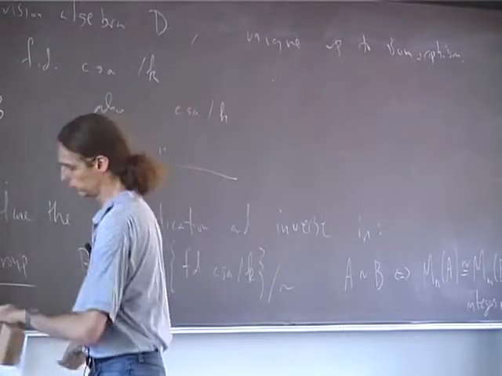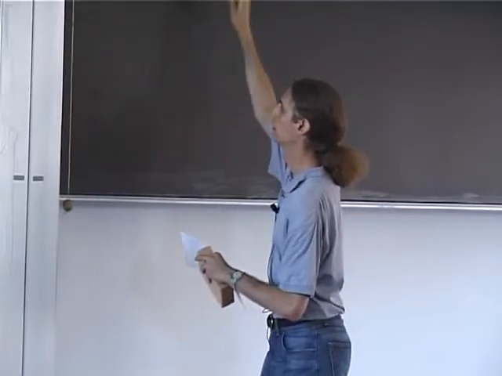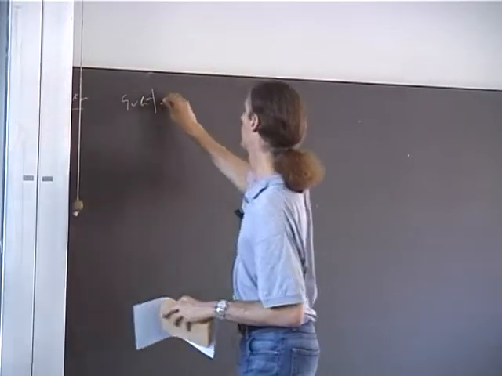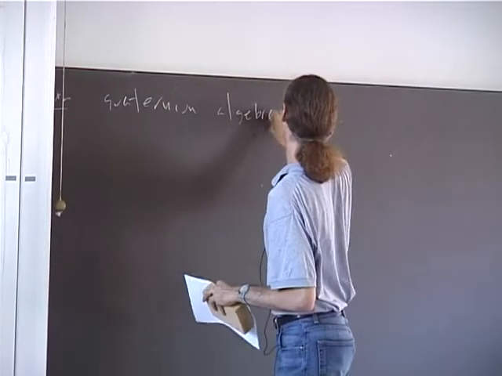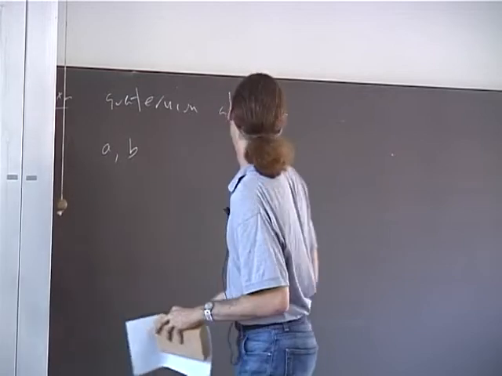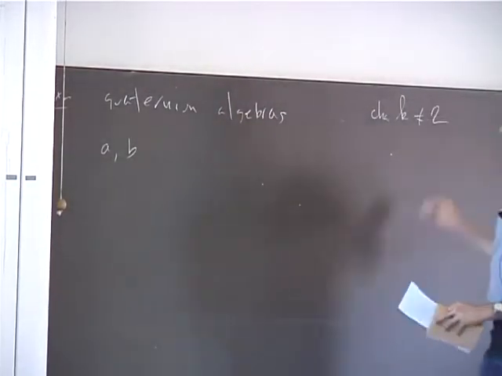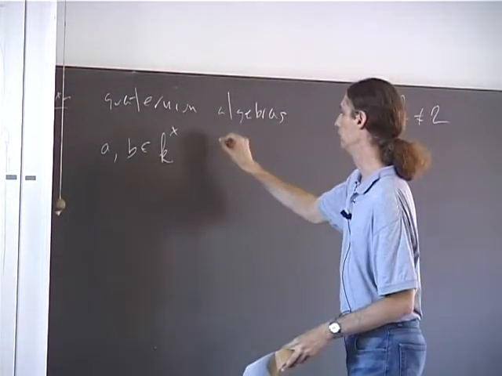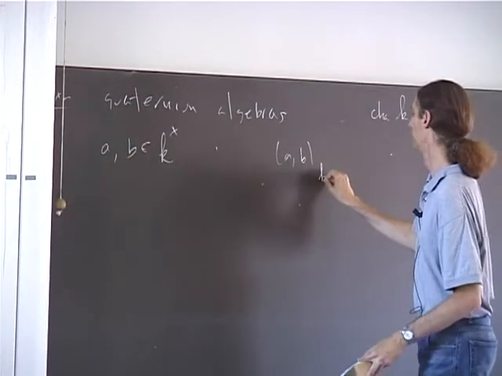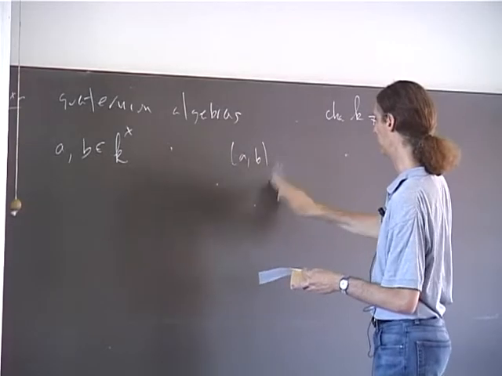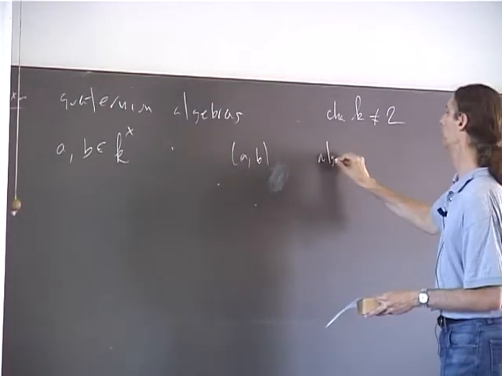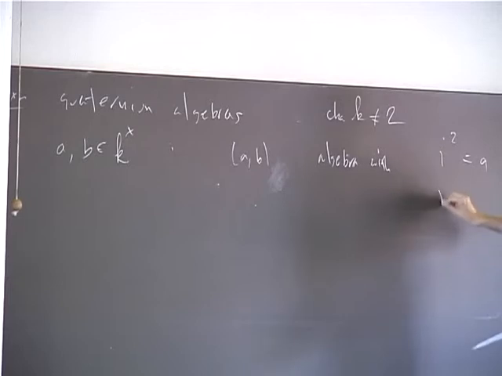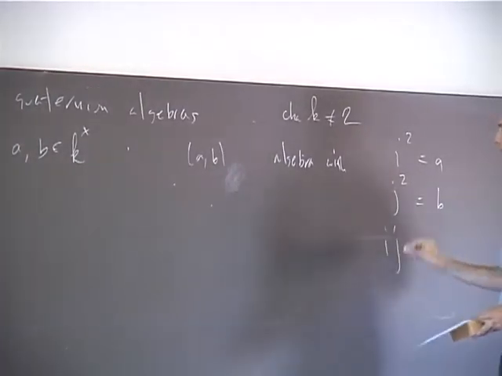Okay, and just as a last example, you have quaternion algebras. So if you have A and B, assume that the characteristic is not 2, and A and B are non-zero field elements, then you take an algebra. Let's just write it like this, (A,B). So this is an algebra with I and J, where I squared is A, J squared is B, and I and J anti-commute.